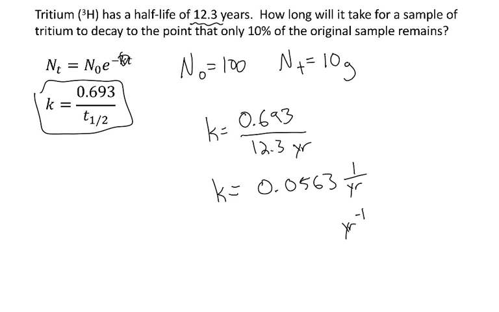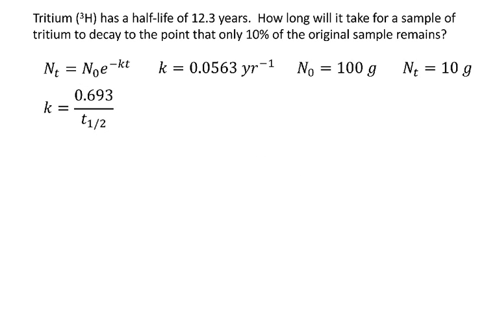All right, so I'm going to go on to the next page to give ourselves a little bit more room. Okay, so I've just collected the information that we had from the previous slide. We have the rate constant. We're going to assume that N0 is 100 grams, so that makes NT 10 grams. So I think we're ready to plug these things into our equation here.